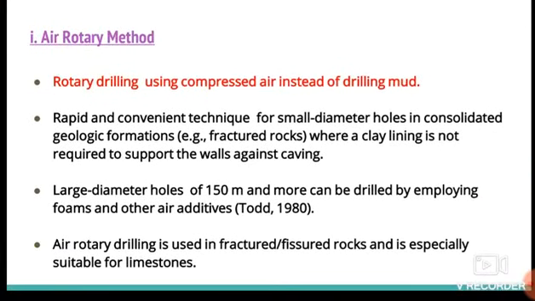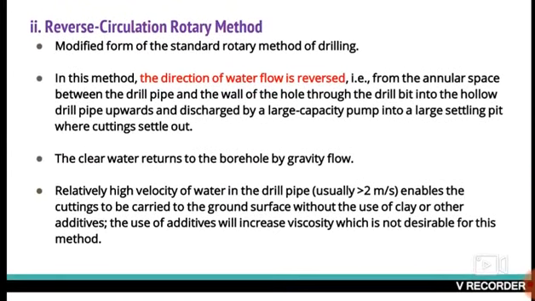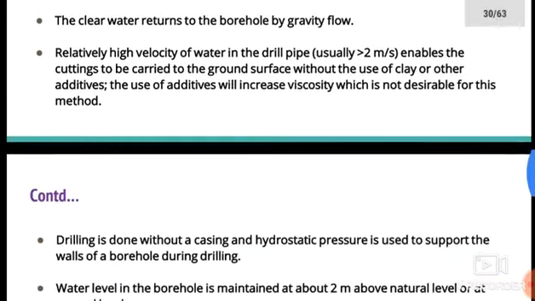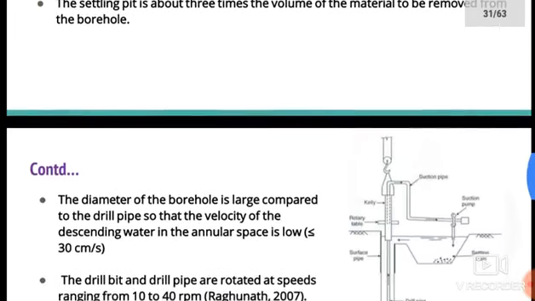Air rotary I have already explained. You can just read this. In reverse circulation, the direction of water flow is reversed compared to the rotary method. That also I have discussed. You can just read this. So these are the numerical values about the different speeds and all, which is given there.